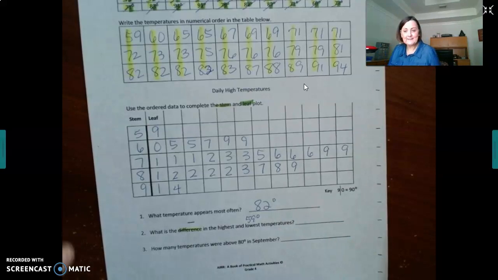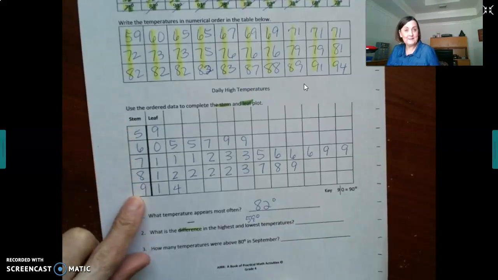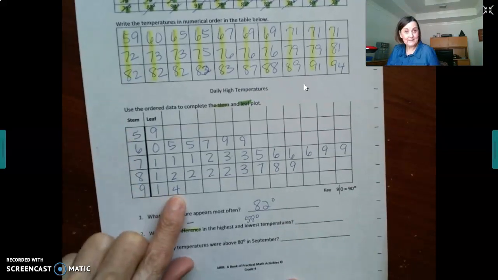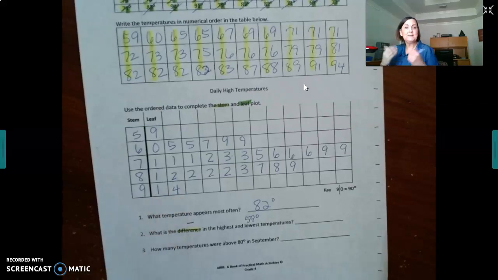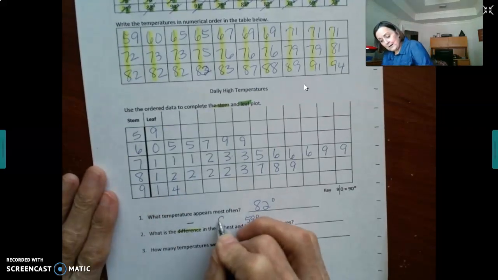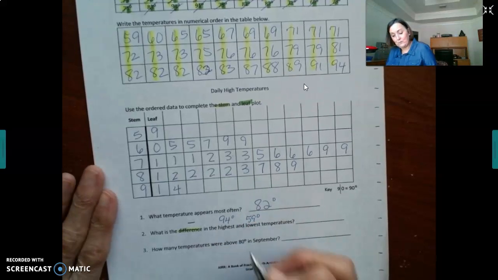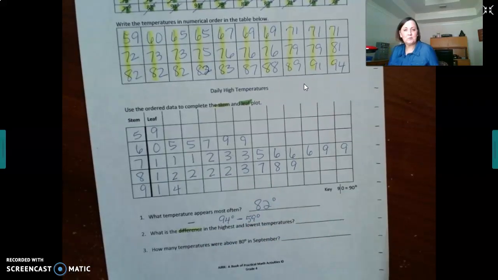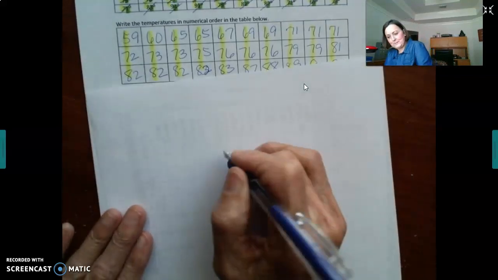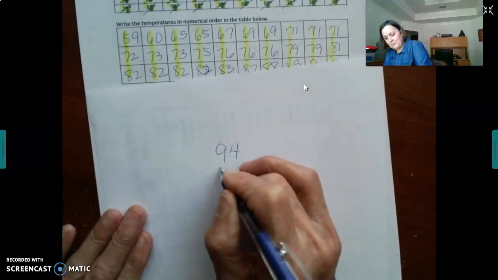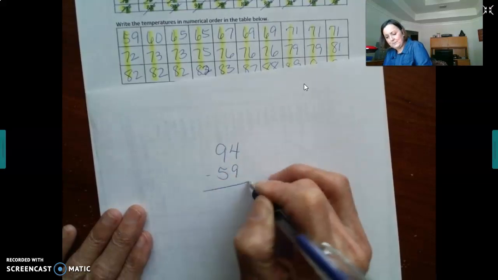And our highest temperature, we're going to go to the stem that is the greatest and look at the leaf that is the greatest. And we put those together, that's 94. So our highest temperature was 94. And we are going to subtract those 2 temperatures. So I happen to have another piece of paper. And we are going to stack those numbers by place value.